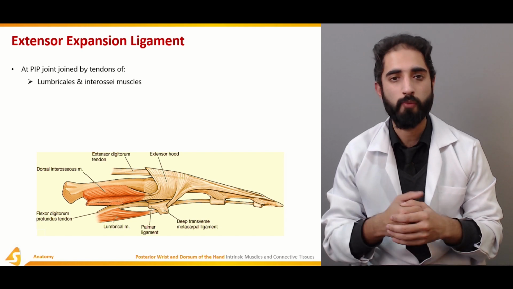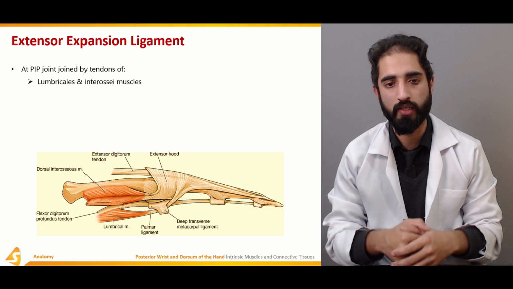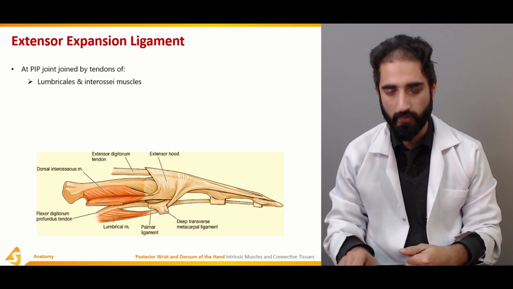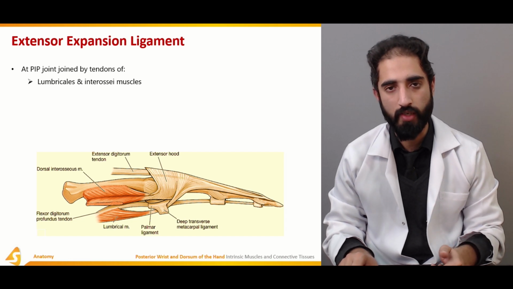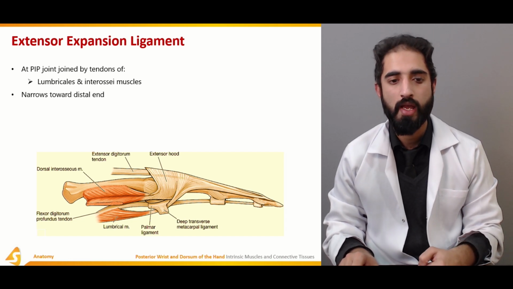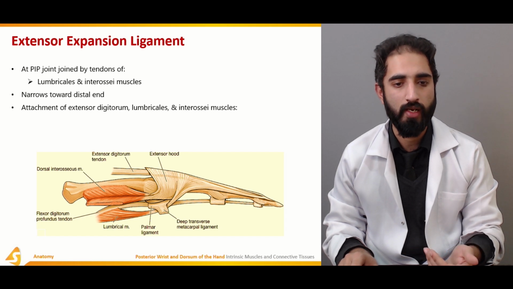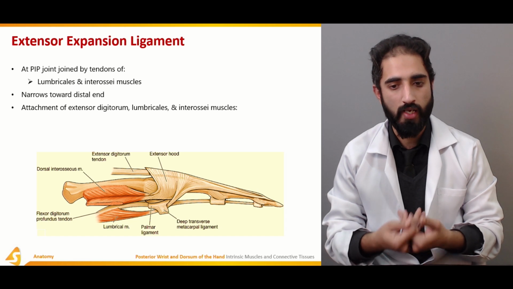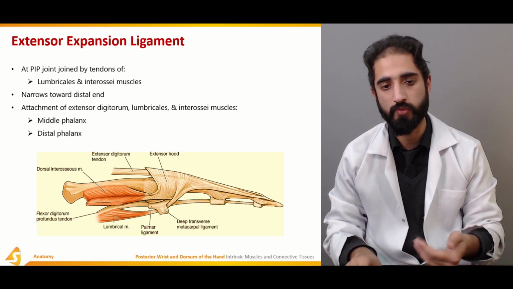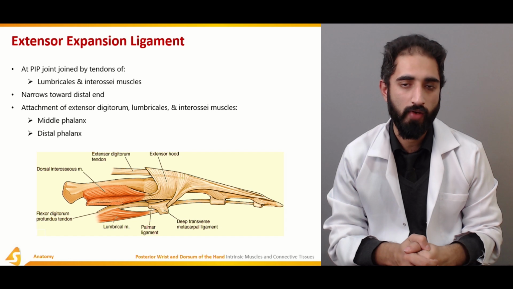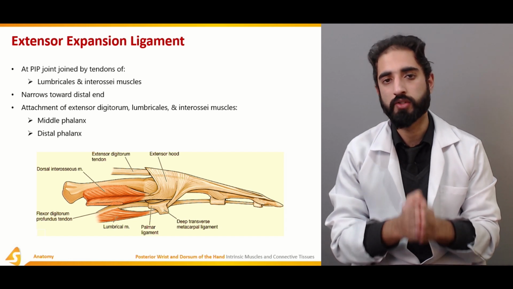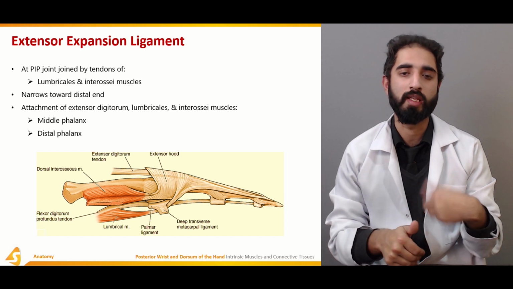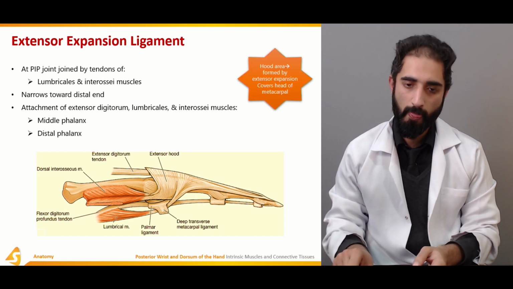So at the level of the proximal interphalangeal joints, it is joined by the tendons of lumbricals and interosseous muscles as well, after being joined by the extensor digitorum more proximally, and it narrows toward the distal end, as I've already told you. The attachment of the extensor digitorum, lumbricals, and interosseous muscles to the middle and distal phalanx is due to this extensor expansion ligament. Thus, it is very important in terms of the prehensile functions and the muscular action.